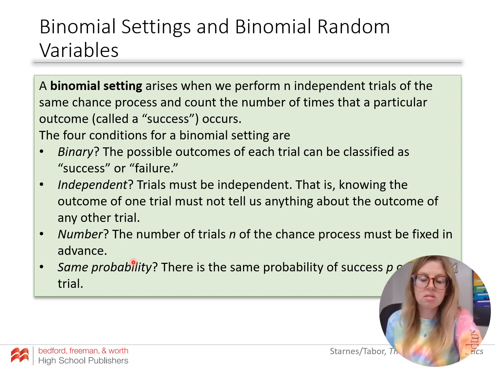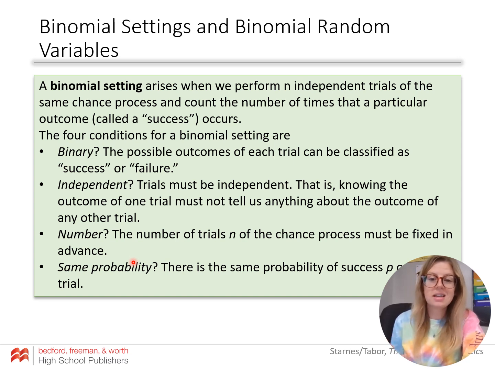We're talking about independence in our probabilities. So just like when we were talking about, does the condition affect that probability or not? So are they independent? And they must be independent of each other. If they're independent of each other, the next thing we look for is the number. So the number of trials must be fixed.